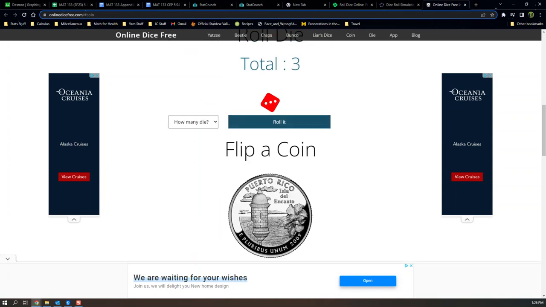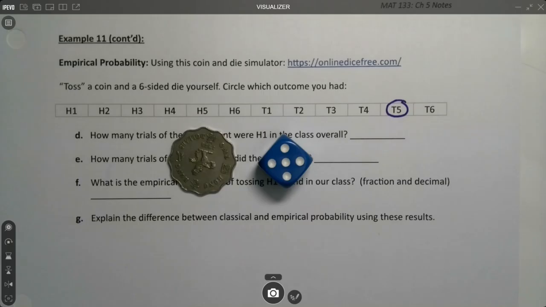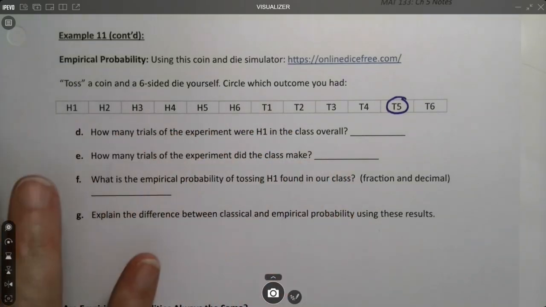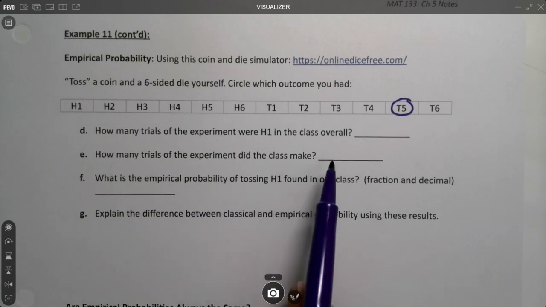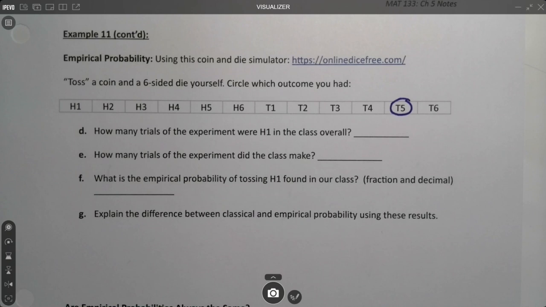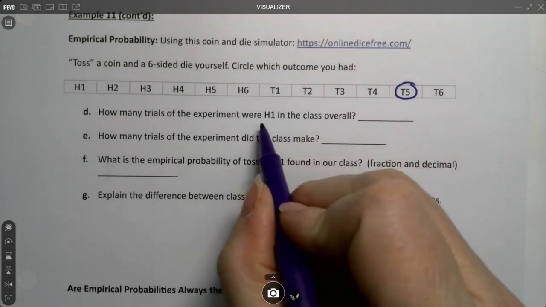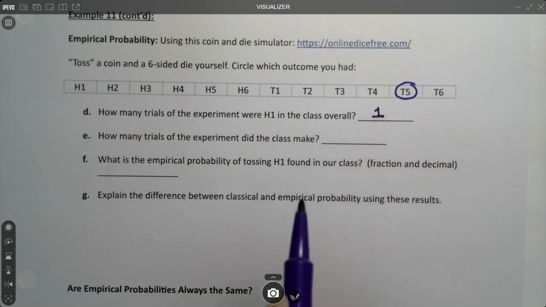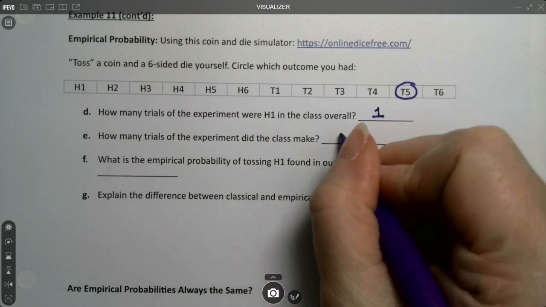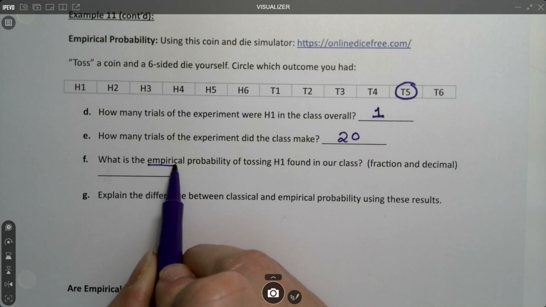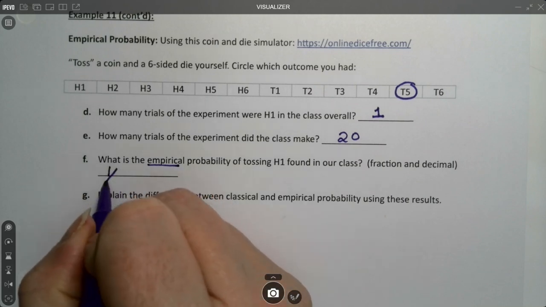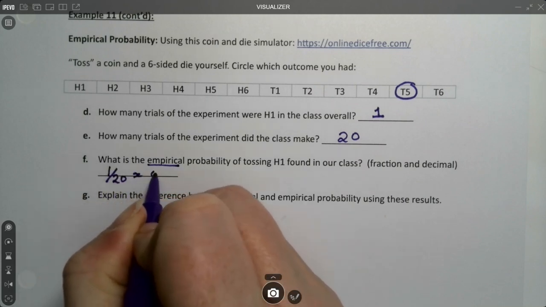Tails 3 is what that one was for me. But circle whichever values you get. It's fine. All right. Now, how many of the trials were H1 in the class overall? So I've actually done this with a class and I tracked the data. So we're just going to have to use the data from my particular class. In my class, there was only one student on the first trial that was H1 out of the 20 students that were there that day. So that makes the empirical probability, because this is from data, 1 out of 20, which is 0.05.